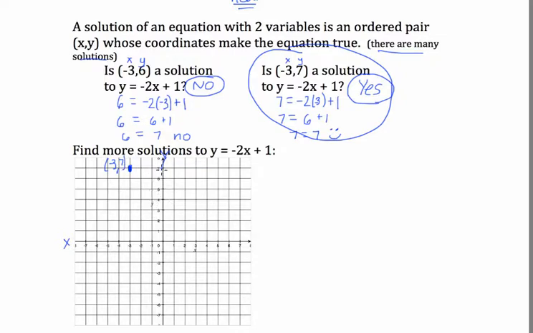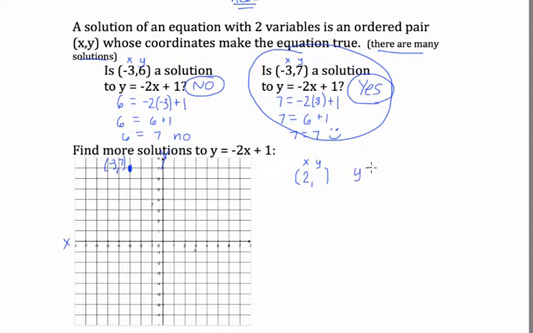Let's see if we can find more solutions to this equation. When I'm in class, I make students play around to find x and y pairs that will make this equation true. One thing that students sometimes do is start with an x coordinate and try to find the y coordinate that would go with that particular x coordinate.